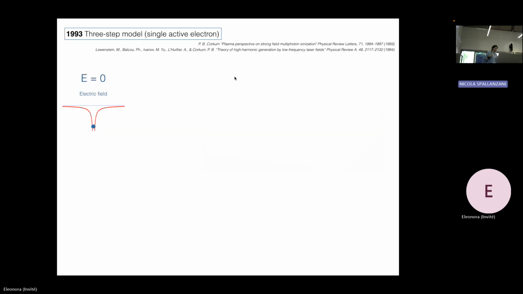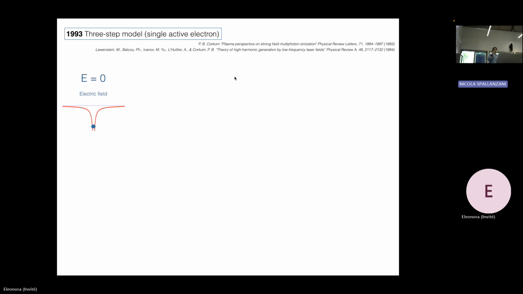And then just because I will be explaining this, it will also be more clear to understand what's going on in solids. That will be in a couple of slides. In 1993, there was this three-step model that was introduced to explain what is behind HHG. And basically, you have to think it's a super easy model. This model is used now also for solids. So it started from atoms, it is being used for molecules, and nowadays it is used for solids.